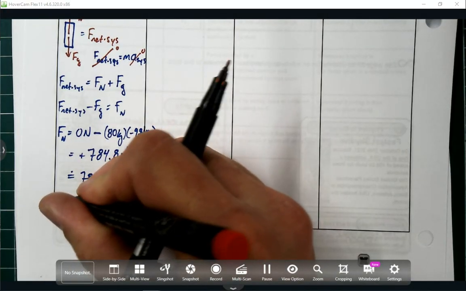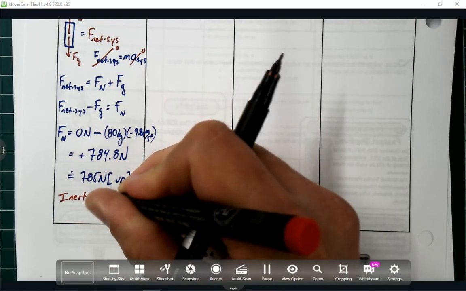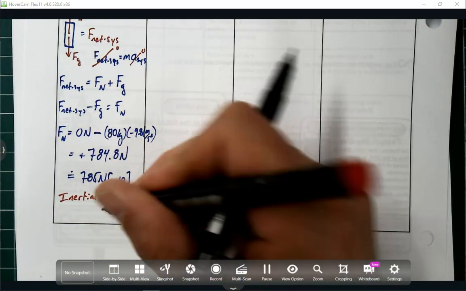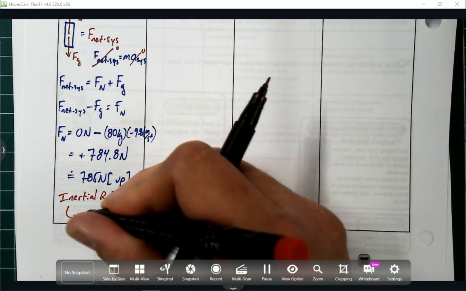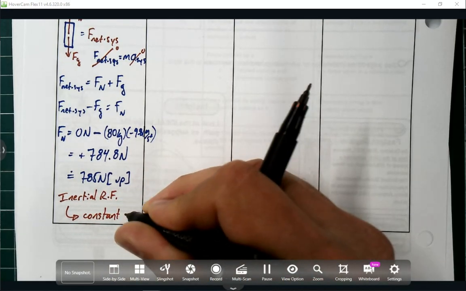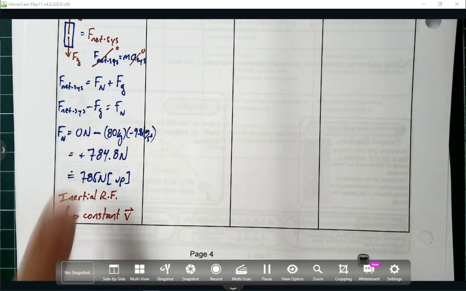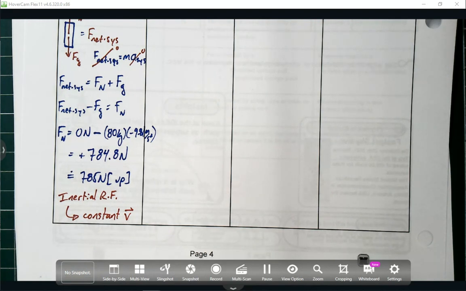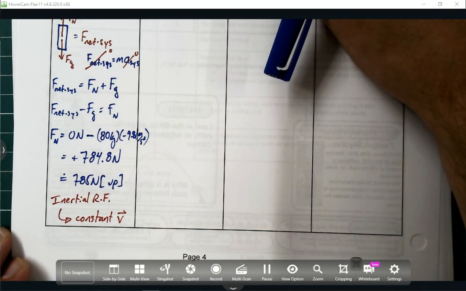And I just want to make this statement. This is an inertial reference frame. And really, the way we can make that kind of a claim is that it's a constant velocity environment. Non-acceleration. But what that means is that this person has a normal force of 785 newtons when they're sitting still. And that should be true for all inertial reference frames. Okay? Not true for non-inertial reference frames.